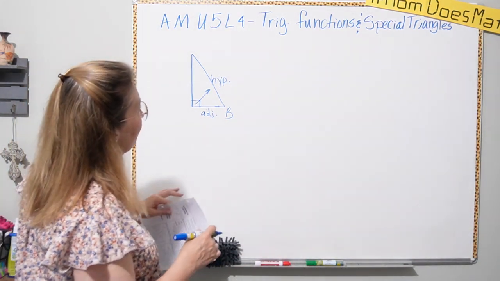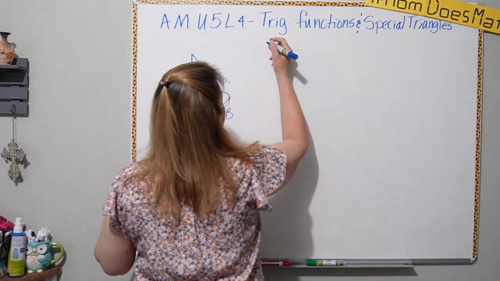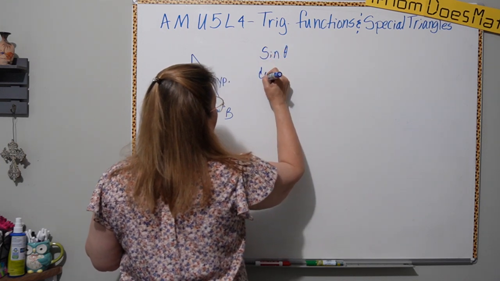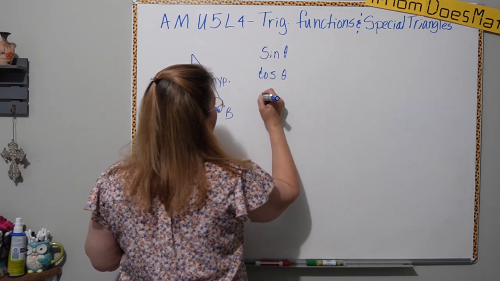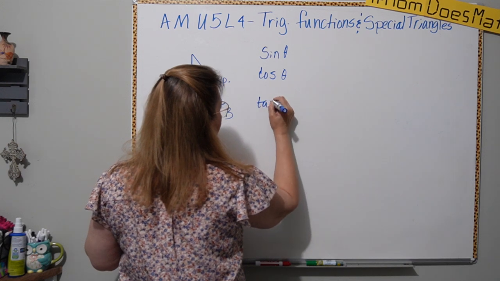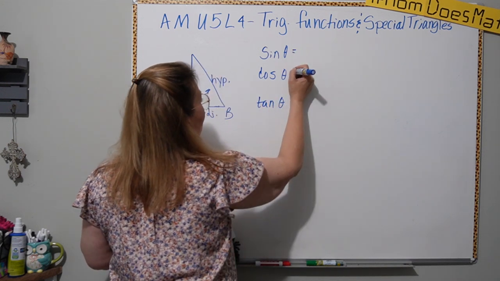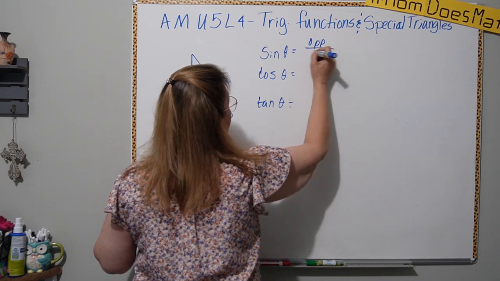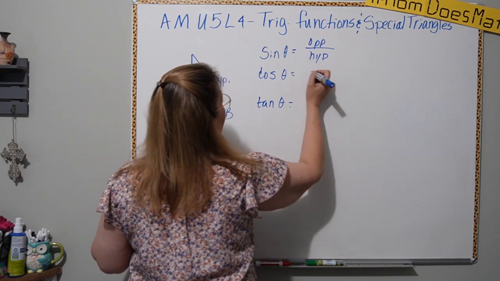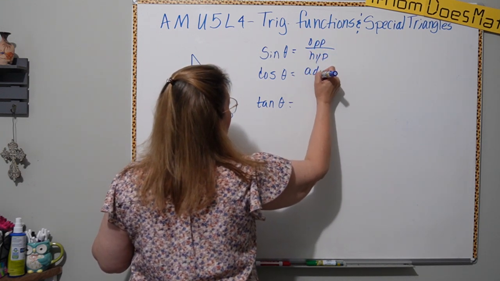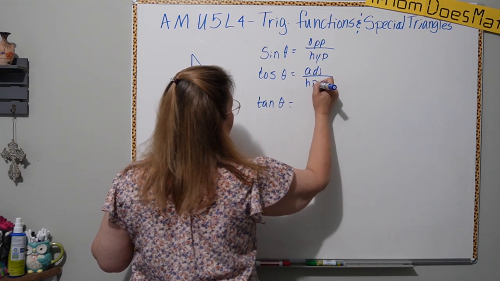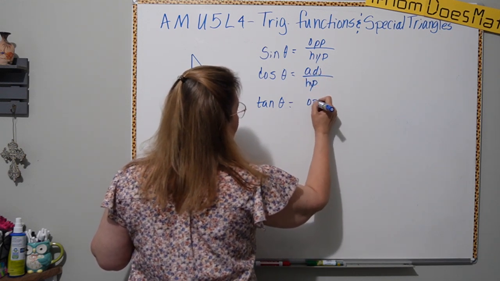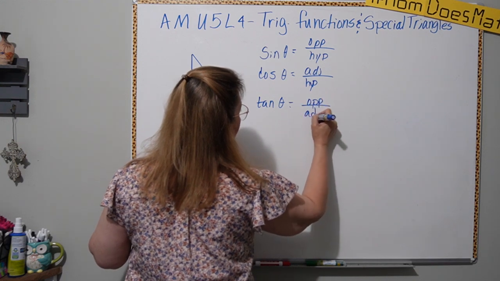All right, so let's look at our functions. I know you've heard these before. You've got sine and cosine and tangent. Now, what are their definitions? Well, sine is opposite over hypotenuse, and cosine is adjacent over hypotenuse, and tangent is opposite over adjacent.